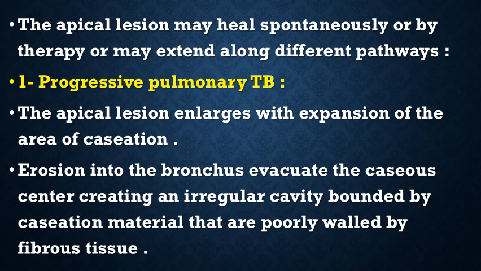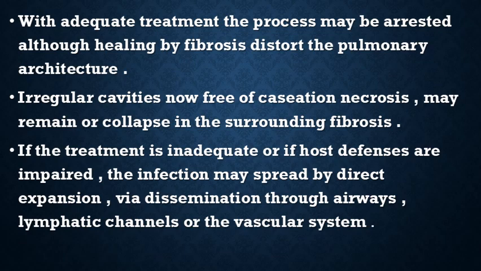Sometimes the lesion might extend along different pathways. Progressive pulmonary tuberculosis: the apical lesion might enlarge with expansion of the area of caseous necrosis, and might erode into the bronchus and evacuate the caseous material, leaving a regular cavity bounded by caseous material that is walled off by fibrous tissue. With adequate anti-tuberculous treatment, this process may be stopped, although healing by fibrosis might distort the pulmonary architecture.